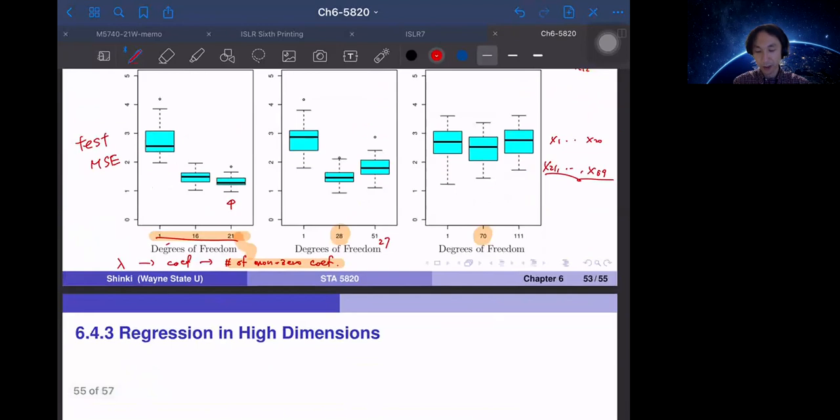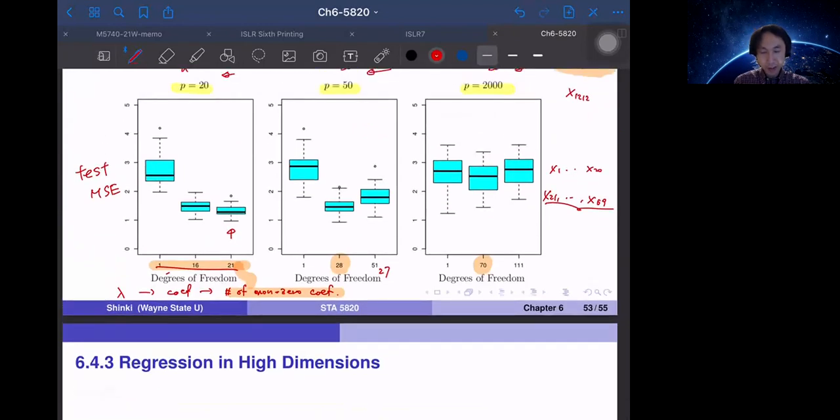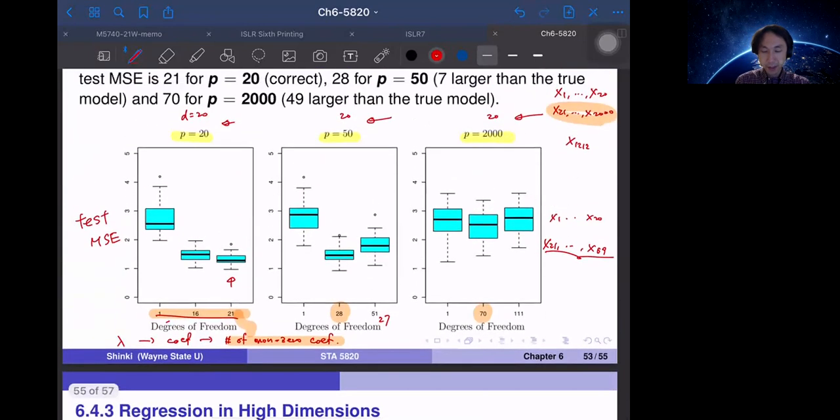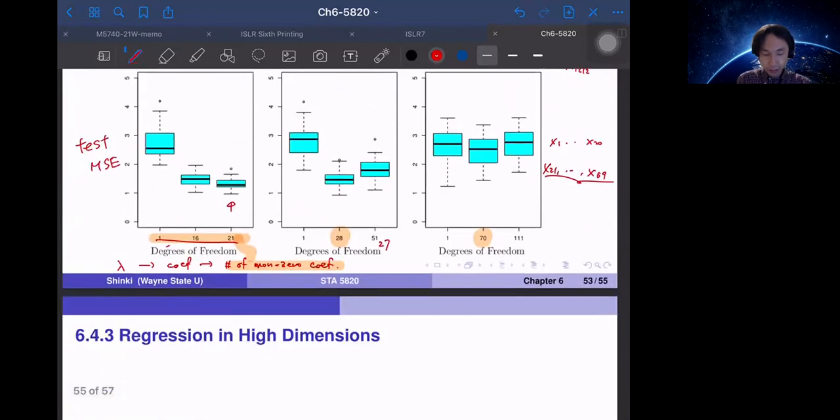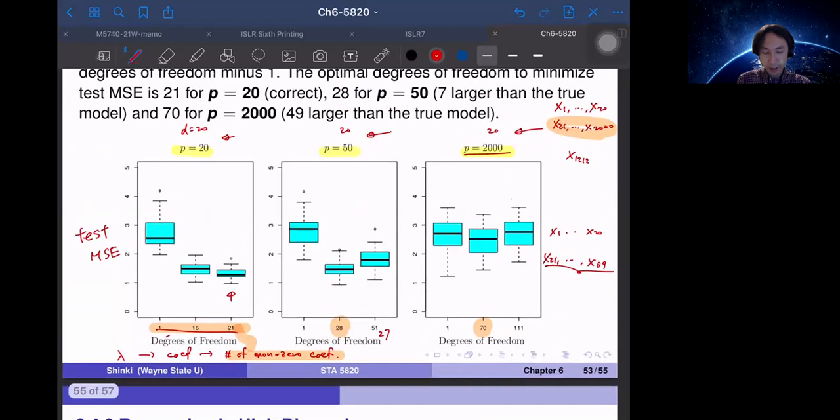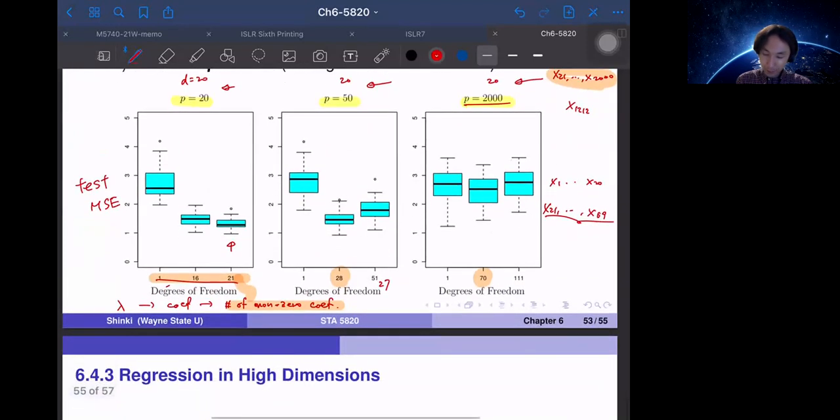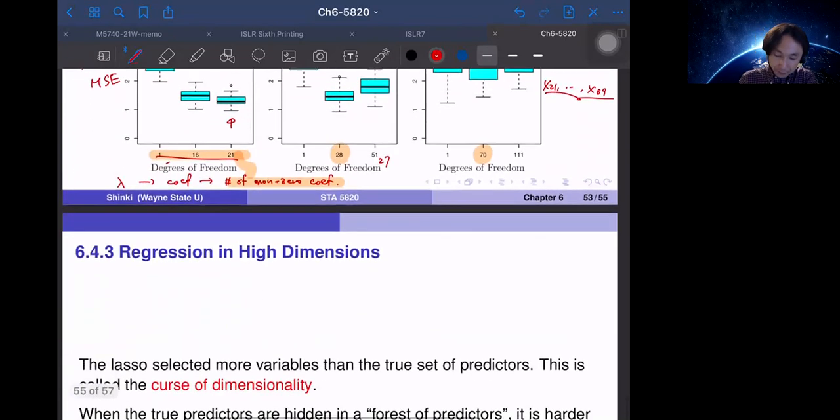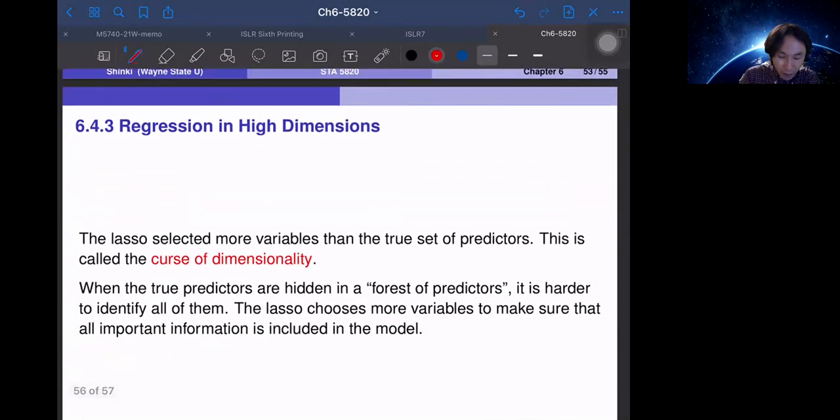So lasso included these. Even lasso is not good at identifying true parameters. If p is large, then the lasso has difficulty identifying which predictors are true predictors. This will happen even when we use the AIC or cross-validation. So this is called the curse of dimensionality. If the dimension p is large, then it's harder to choose the best model, I mean, harder to identify the true model.